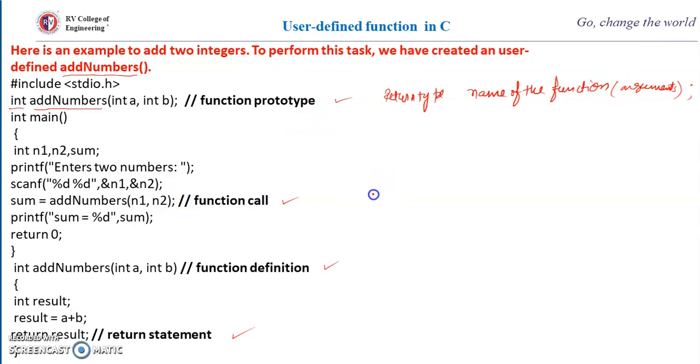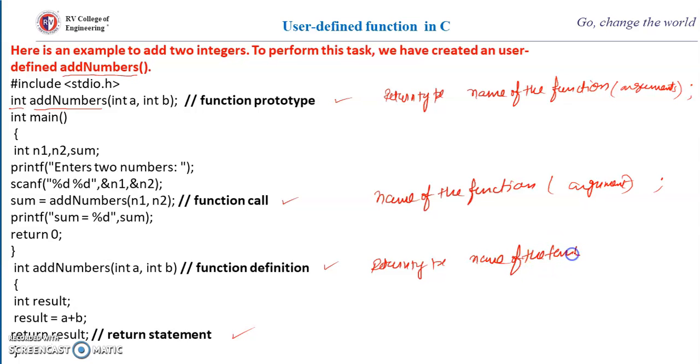And for the function call, we write the name of the function, and then the argument here, and a semicolon. And for the function definition, we write the return type, the name of the function, and here also arguments. Here we don't write a semicolon, and then whatever task we want to perform, that we write as statements. We will also write a return statement.